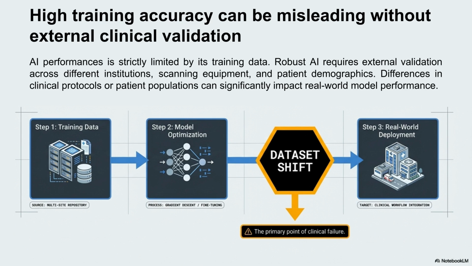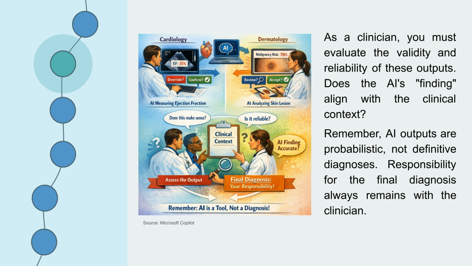For instance, in cardiology, AI might automatically measure the ejection fraction from an echocardiogram, or in dermatology, it might provide a probability score for malignancy in a skin lesion. As a clinician, you must evaluate the validity and reliability of these outputs. Does the AI's finding align with the clinical context? Remember, AI outputs are probabilistic, not definitive diagnoses, and responsibility for the final diagnosis always remains with the clinician.